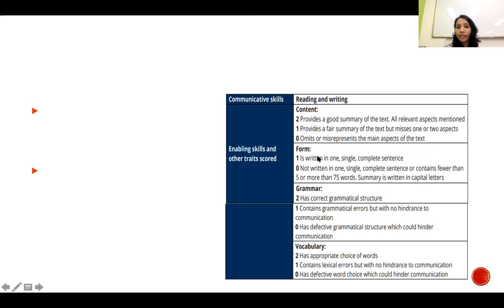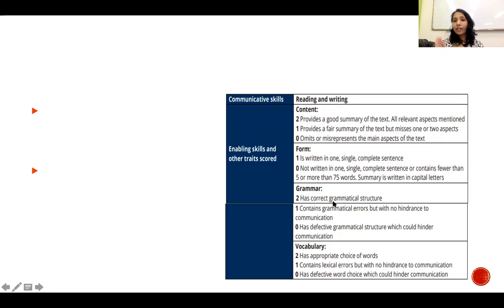Then your form is always your word limit. So you get your maximum form points if it's written in one single sentence. So if there's more than a full stop, then that's it, you get 0 points. So it has to be written in a single sentence, and this has to be within 75 words. Okay, so if you write beyond 75 words, or if there is more than one full stop, that's it, you do not get anything for your form.